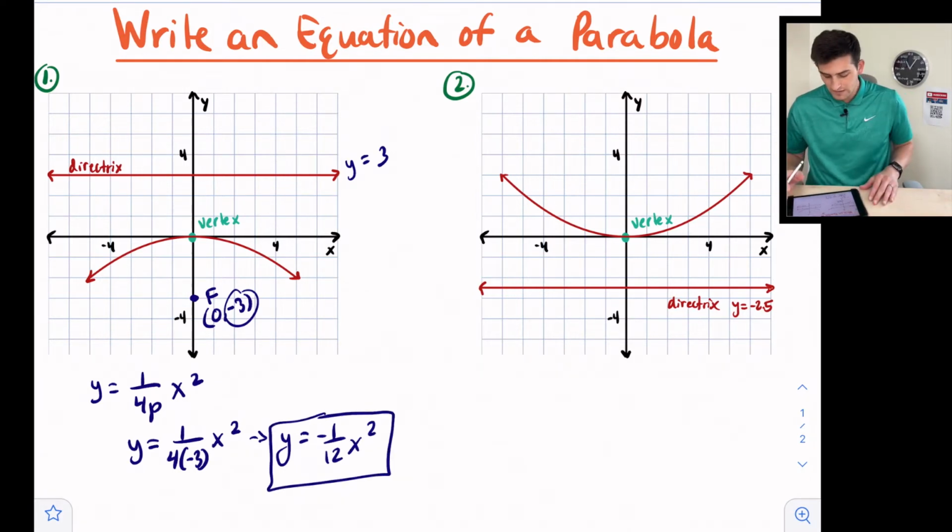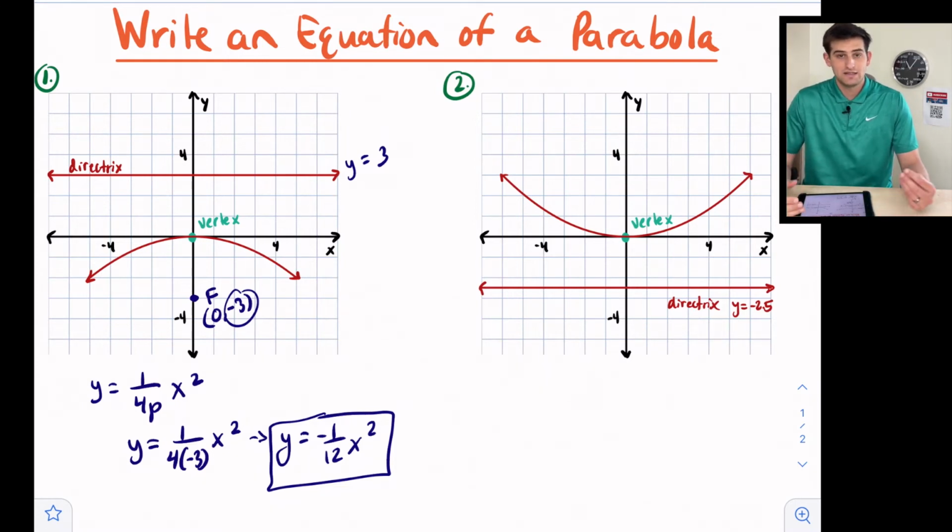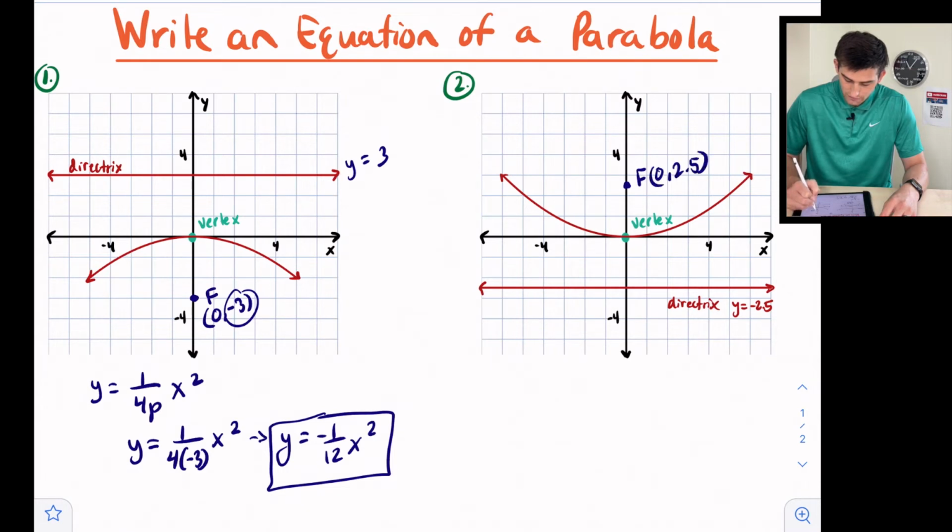Okay, now let's look at number 2. Now we have a parabola that opens up. So it's still y equals, but we know this time we should have a positive value. Instead of a negative 1 over 12, we're going to have some kind of positive value. So once again, we are given the directrix, and the directrix is at y equals negative 2.5. So we know that our focus would be at (0, 2.5). So this would be 1, 2. So 2.5 would be right here. This would be our focus, (0, 2.5).